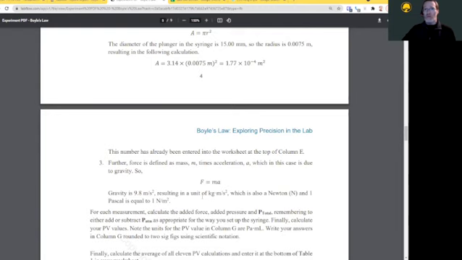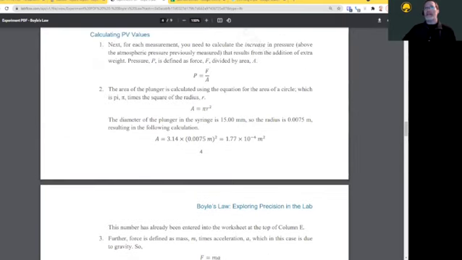So if we're keeping track, I can calculate Newtons here by taking my mass times 9.8 for the gravity here. Once I have force, I can divide that by area in square meters, which I know right there, and I'm going to get pressure in Pascal units. Okay.